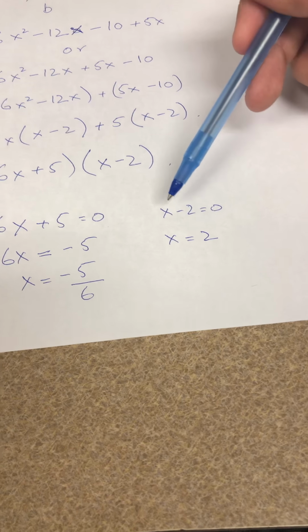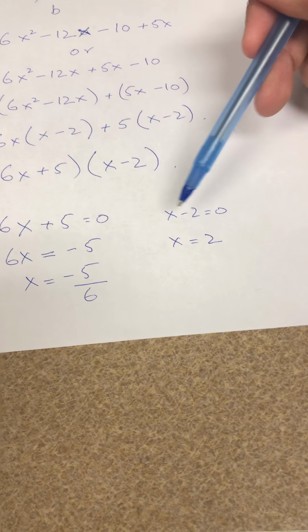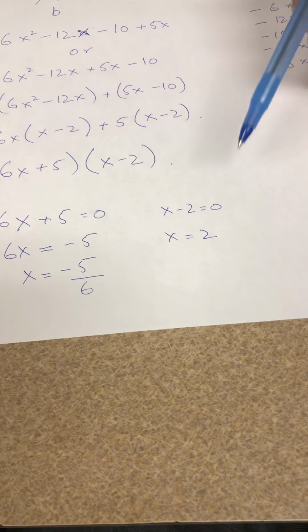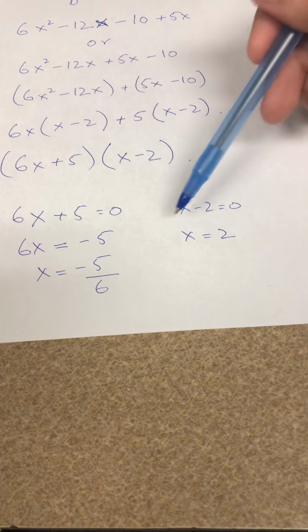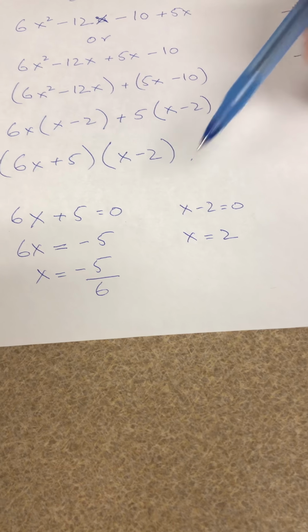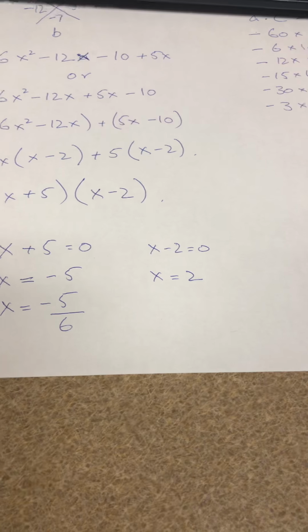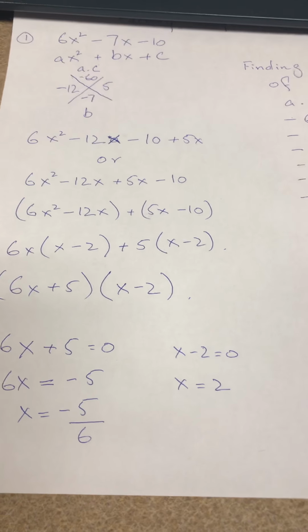Another root could be x minus 2 is equal to 0. So you move this negative 2 over to the 0 side, and you get a value of x to be 2. So these are your factors, and that is a simple method of factoring polynomials.